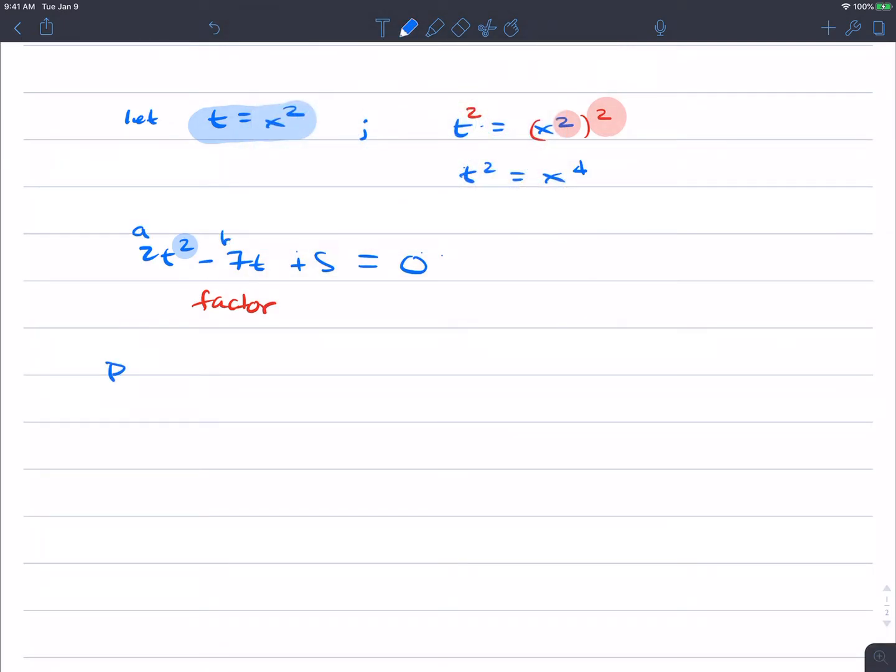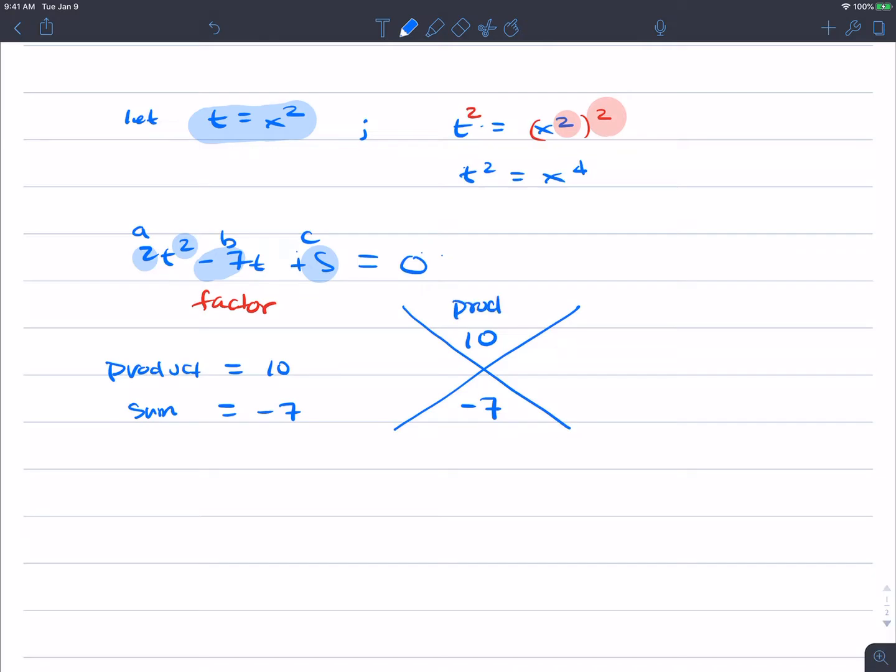Now, in order to factor here, we have our a value, our b value, and our c value. We need to find two numbers whose product will be positive 10, because you recall we multiplied 2 with 5. That gave us the 10. And the sum here is going to be negative 7. It's this value here. We need two numbers multiplied together is positive 10, but when added is negative 7.